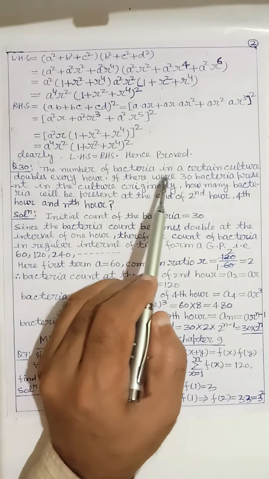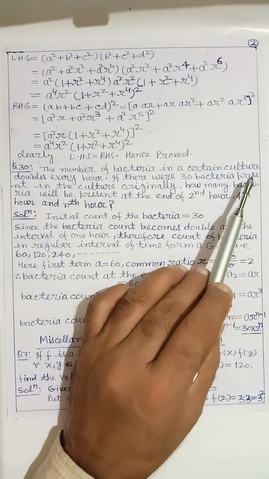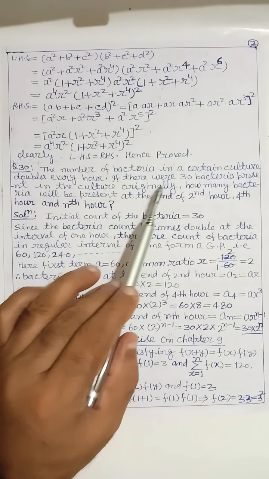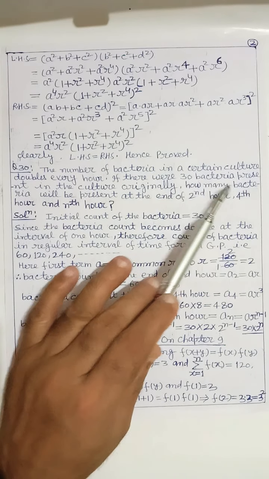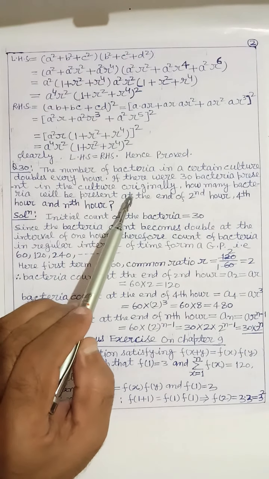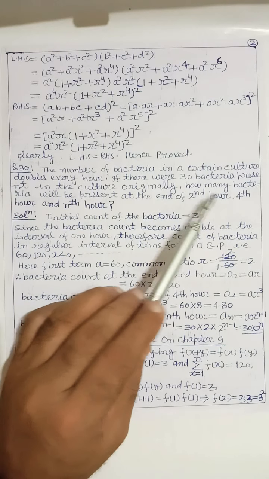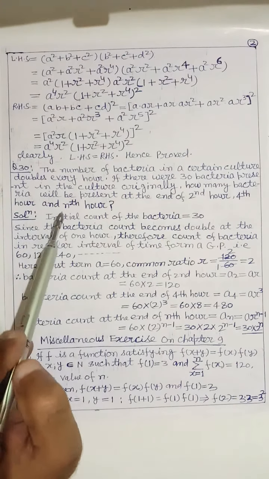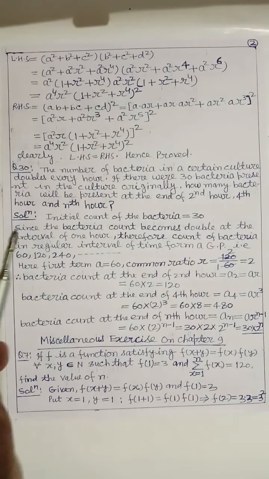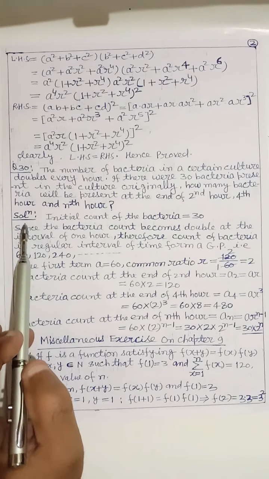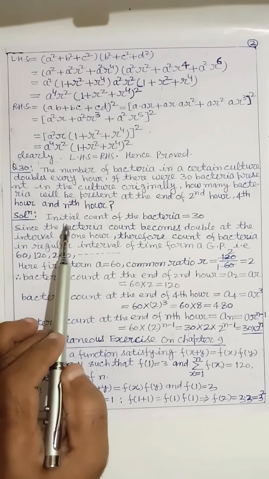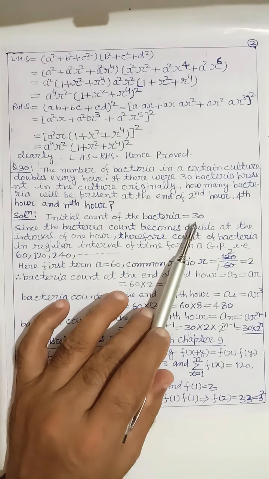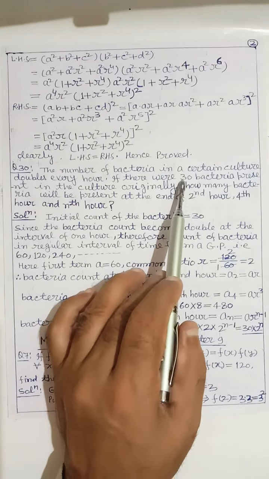The number of bacteria in a certain culture doubles every hour. If there were 30 bacteria present in the culture originally, how many bacteria will be present at the end of second hour, fourth hour and nth hour? Here to find the solution, it is already given that the initial count of the bacteria is 30.